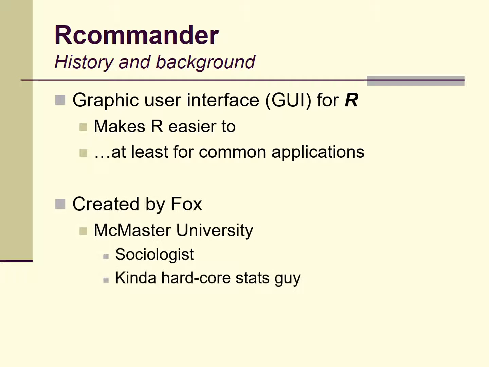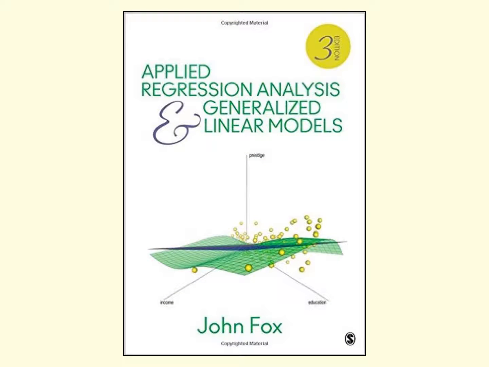It was created by a guy named John Fox, who is at McMaster University. He's a sociologist, and as far as I can tell, a hardcore stats guy. He literally wrote the book, or a book, on applied regression analysis and generalized linear models. It's currently in its 3rd edition. I can see my copy on my shelf across the room from me. I haven't read it yet, but I'm looking forward to it, because he, like a handful of other people I'm trying to read up on, has really clever ways of taking concepts from regression and working them in interesting ways. It's just some fascinating stuff. I really like his work, and I'm really impressed with Rcommander. It's really, really cool.